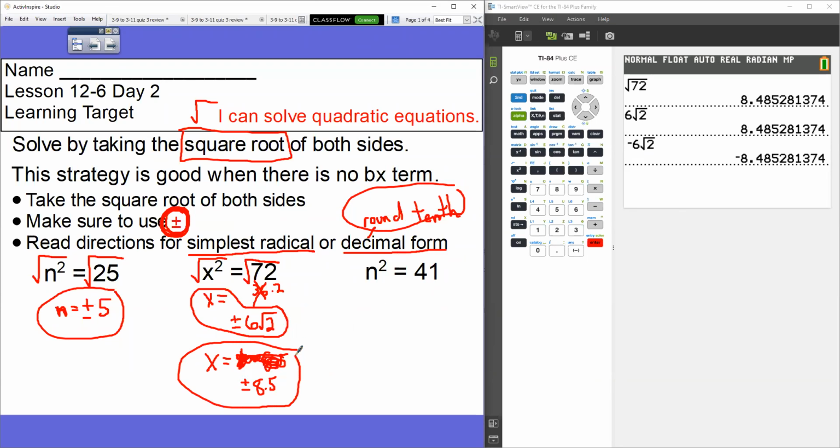So that is your answer in simplest radical form. This is your answer rounded to the nearest tenth. Let's take a look at the next one.